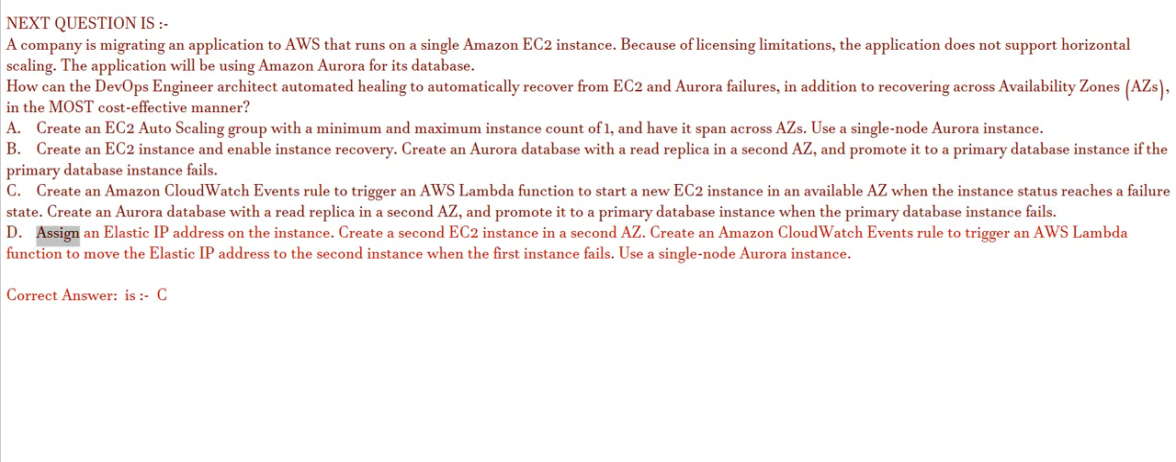D. Assign an elastic IP address on the instance. Create a second EC2 instance in a second AZ. Create an Amazon CloudWatch events rule to trigger an AWS Lambda function to move the elastic IP address to the second instance when the first instance fails. Use a single-node Aurora instance. Correct answer is C.